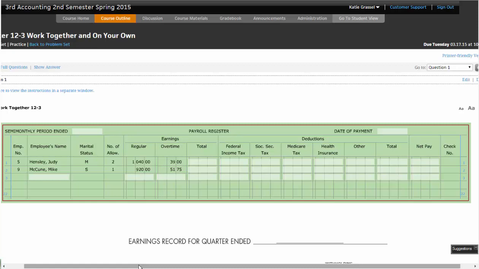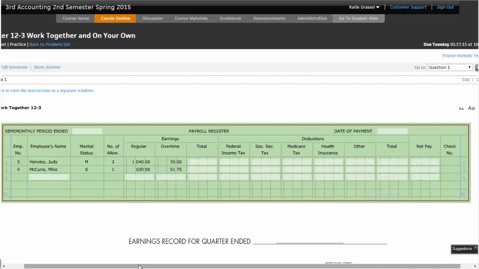These two are percentages. Health insurance and other will always be given to you in the directions. So they'd always say that Libby is having $30 taken out for U.S. savings bonds, but Abby is not. So then I could have something in other for Libby, but not for Abby. You have to read the directions, or, for example, each employee would have it filled out.